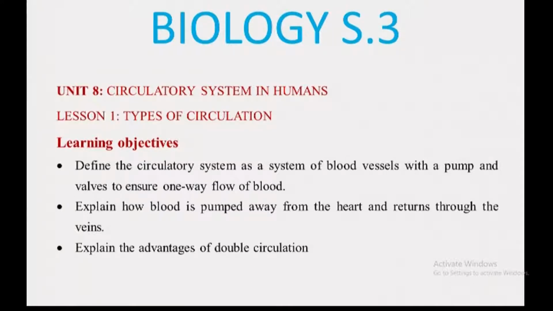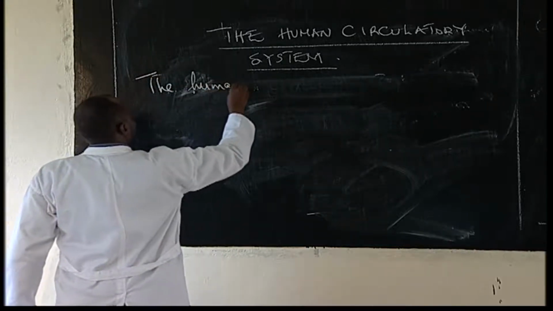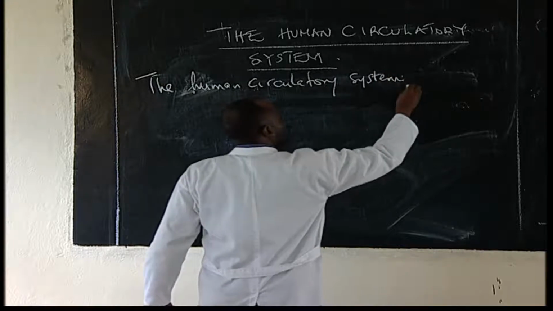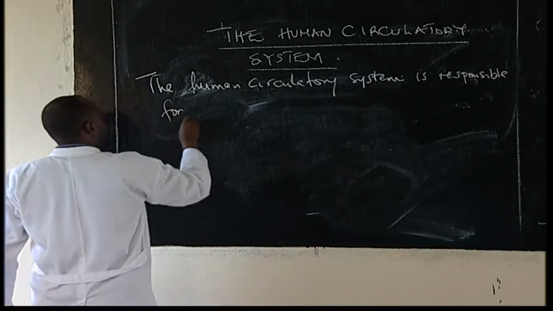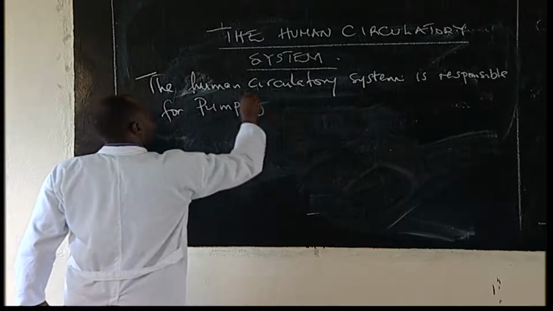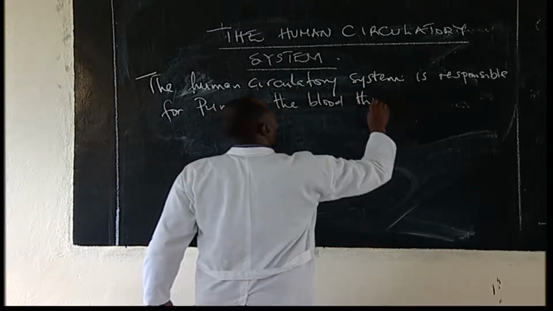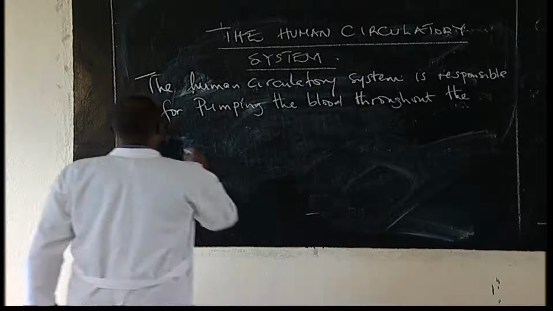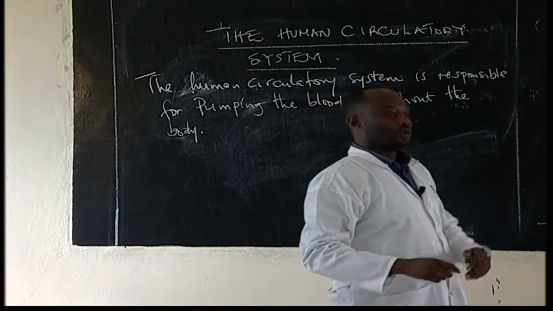When you talk about the function of the human circulatory system, what is the function? The human circulatory system is responsible for pumping blood throughout the body parts. So we can say it is a pumping organ that pumps blood through the body parts.